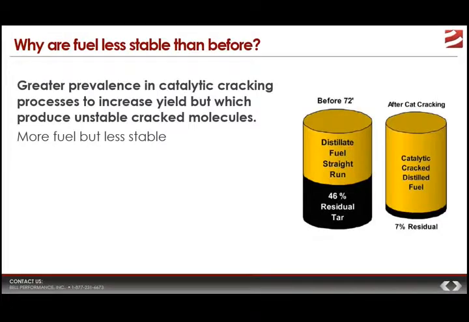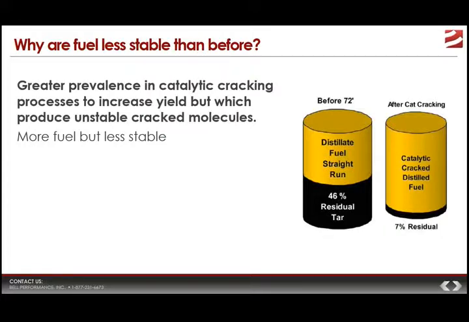Now, before 1972, you would get about half distillate fuel. Remember, we talked about distillate versus residual. You would get about half gasoline and diesel, and then the other half would be the residual stuff that would mainly be used in industry. But they started employing catalytic cracking processes in the 70s, and now they're able to get like 93% gasoline and diesel out, and only 7% is the residual stuff. Now that's great at first, right? You're able to get more fuel. You're better able to meet the demand.